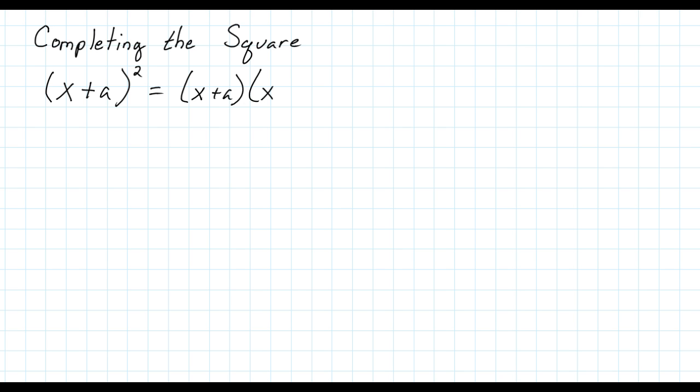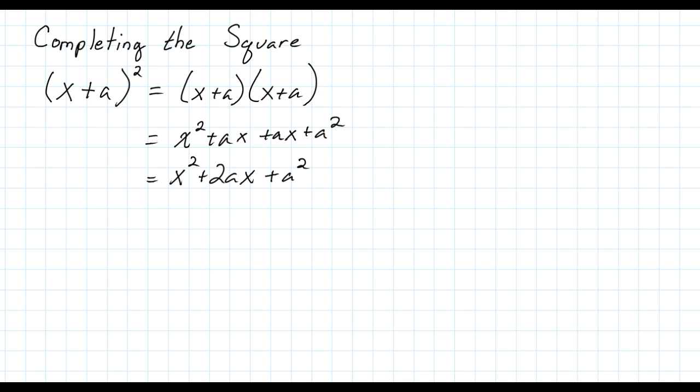Before we can go any further with circles, we need to learn how to complete the square. So I'm going to begin by expanding a perfect square, (x + a)². And that's just (x + a) times (x + a). So remember, we FOIL: first, outer, inner, last. And then that's going to simplify to x² + 2ax + a².